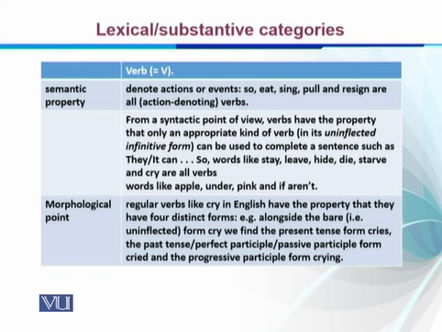Similarly, a morphological point about the verb: regular verbs like cry in English have four distinct forms alongside the bare uninflected form. For example, from cry, we find the present tense cries, where we change y to ies, the past tense or past participle cried, and the progressive crying. So these are different morphological points about the verb.